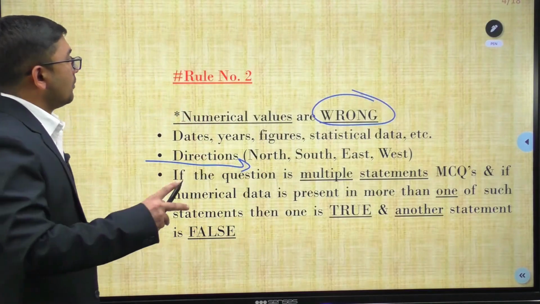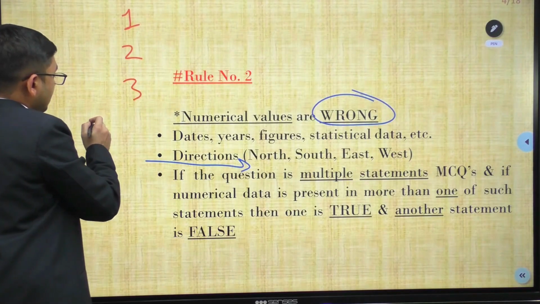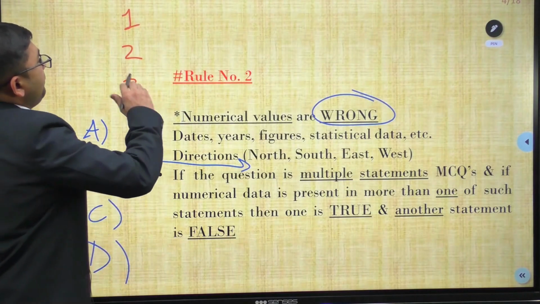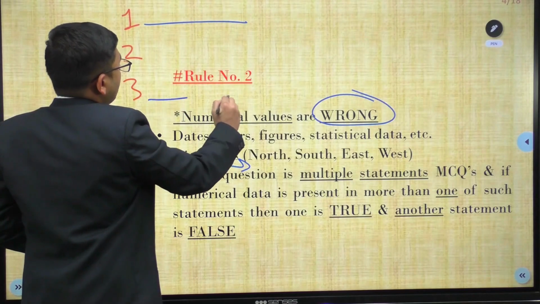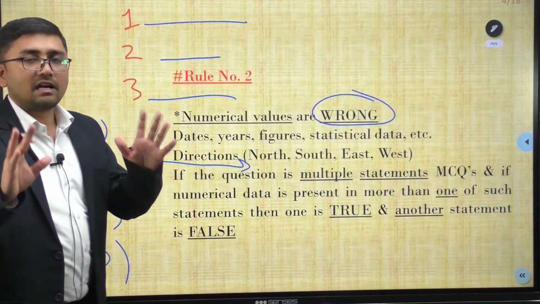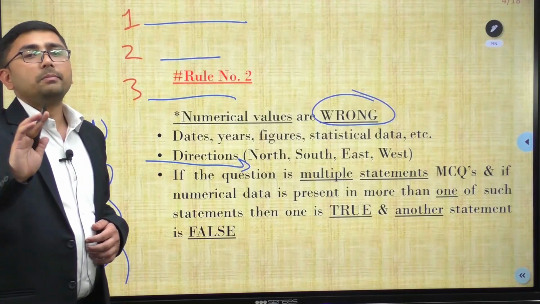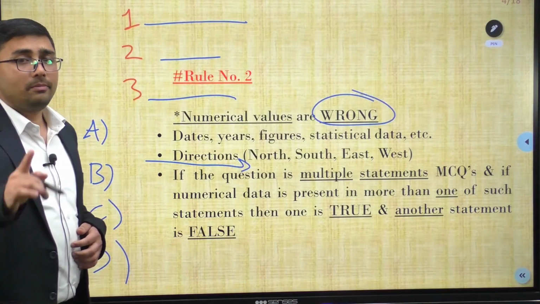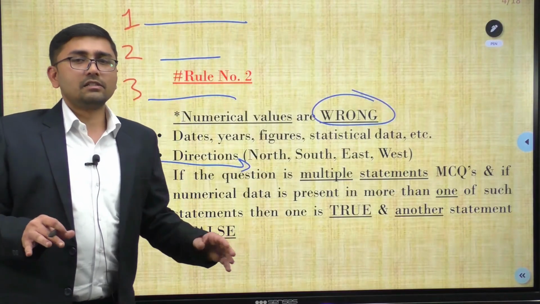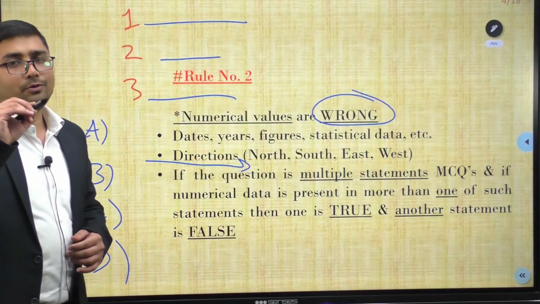So here is one applied hack also. Let's say this is the first statement, second statement, third statement, and here are your options A, B, C and D. If the first statement, the third statement, or any two statements among these 1, 2, 3 have data, fact, or figure, then one of them will be right and one of them will be wrong. Neither both will be right, nor both wrong. On this basis you come to a 50-50 elimination technique, and then by applying your logic you will mark your answer correctly.